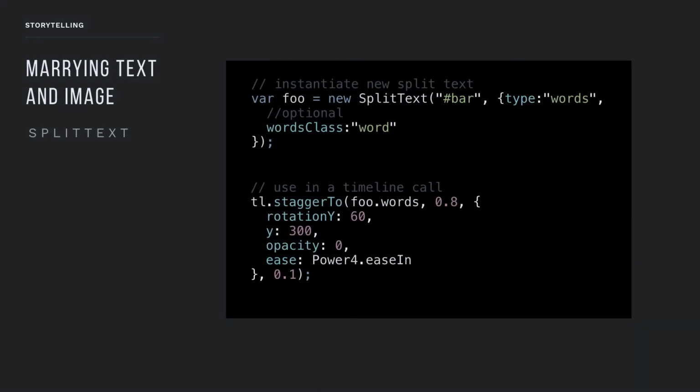Sometimes it's useful to animate the words to complement the image. I use a plugin called SplitText that's really helpful for this because it breaks things into characters, words, or lines, but honors natural line breaks. So the first block here instantiates the split text, and the second is how you would use it in one of those timeline calls that we mentioned before. So we can make something like this.